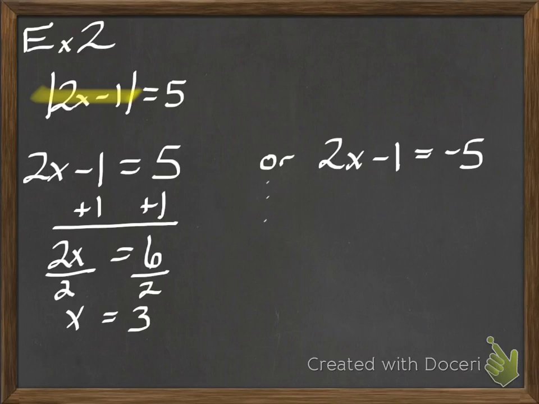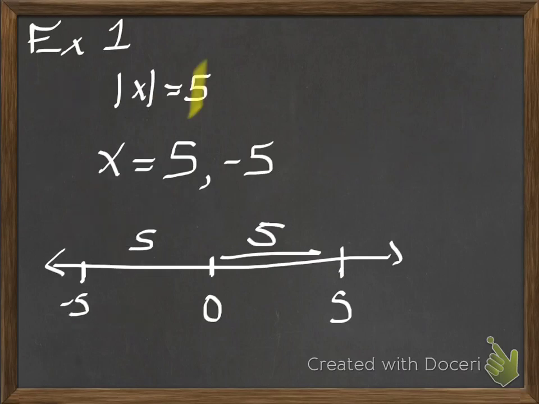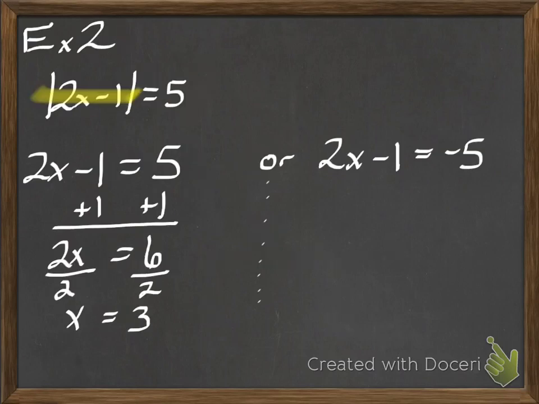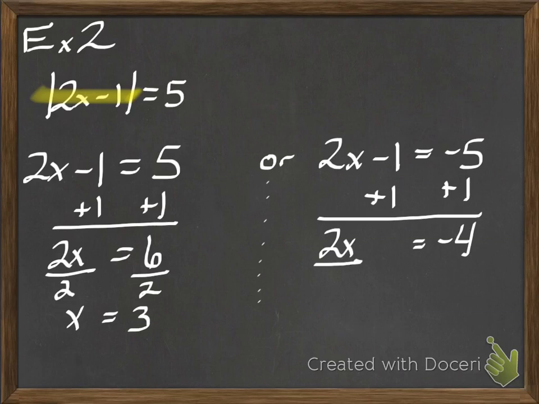Or in our other scenario, I like to draw a little line between it so my work does not overshadow each other. If, instead of that positive 5 away, I was at negative 5, I'm going to add 1 here and add 1 here. This time I have negative 5 plus 1, which gives me a negative 4. My 2x is equal to negative 4. And when I divide by that 2, I now have x is equal to negative 2.